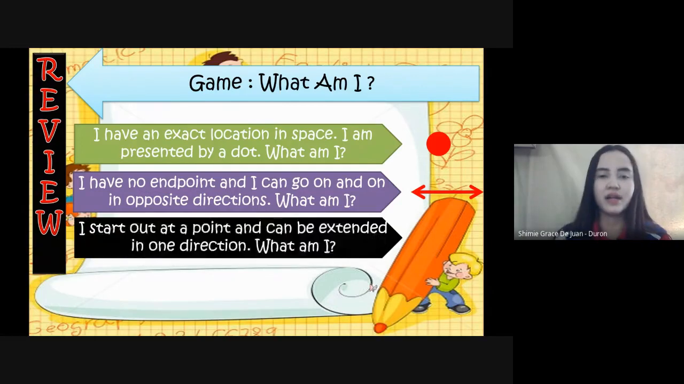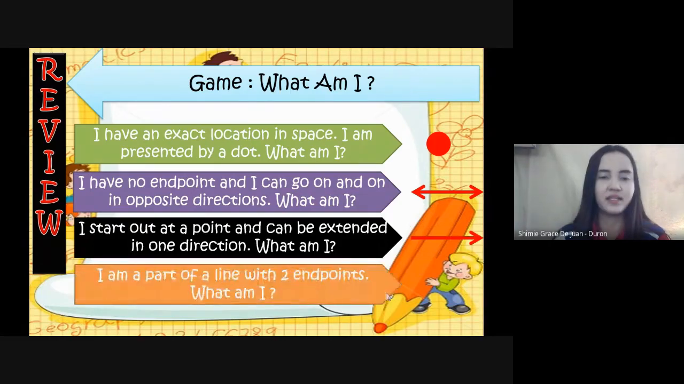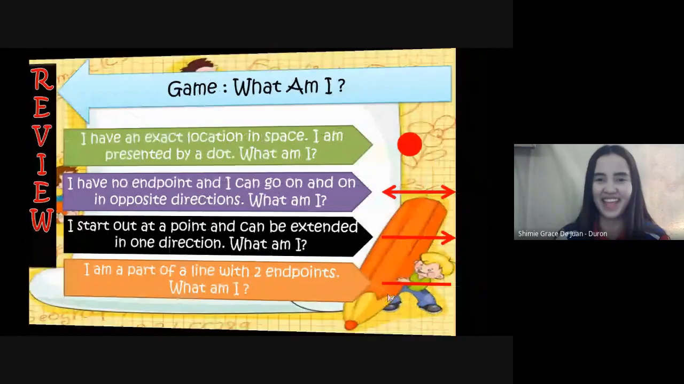I start out at a point and can be extended in one direction. What am I? The answer is a ray. Next, I am a part of a line with two endpoints. What am I? It's called a line segment. Very good, kids. That's great.